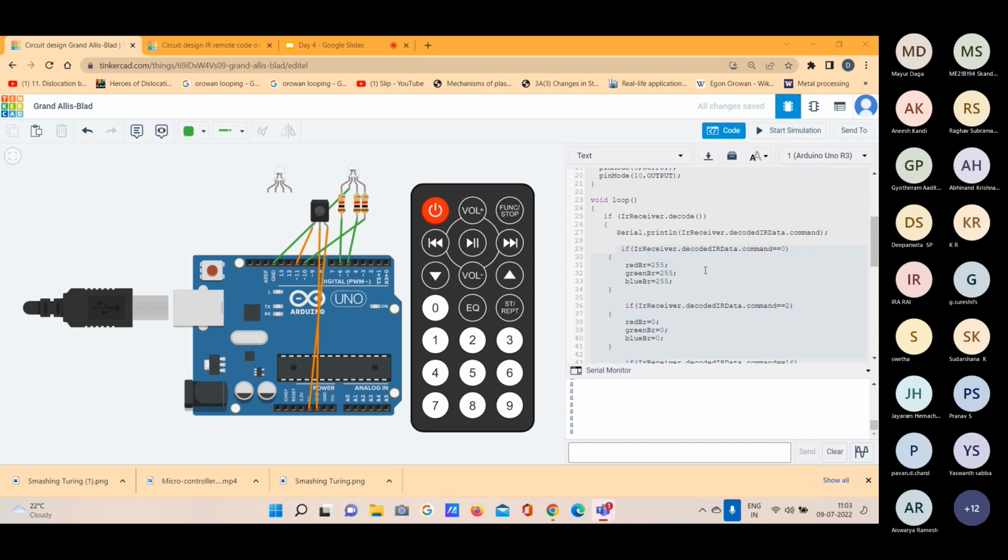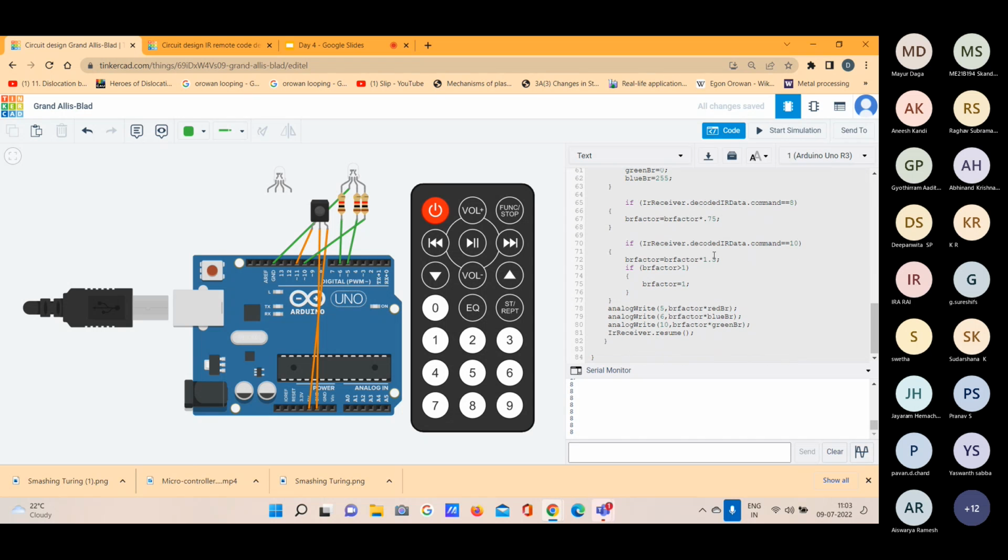Since we are using PWM here, we should note that we are using the analogWrite function and not digitalWrite, because we need varied voltage. It should not give plus 5 volts; we need something other than plus 5 volts, which is done by PWM.